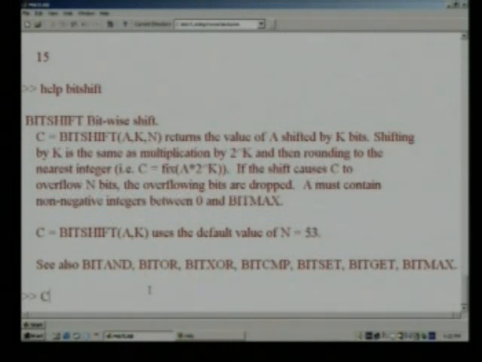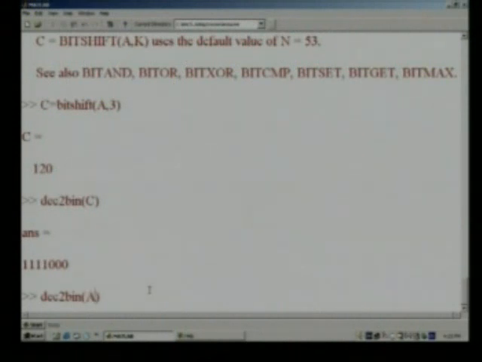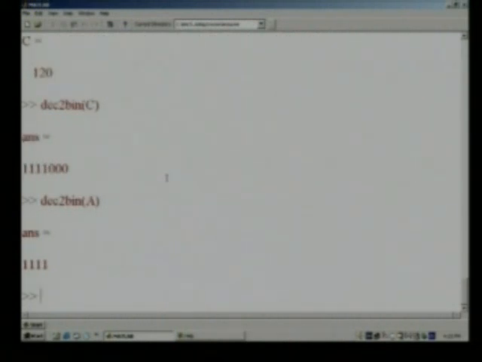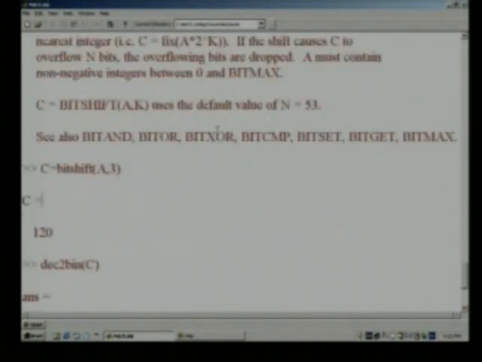So let me shift a. I will write bit shift a. Let us say 3 positions. Right. So you can see dec to bin a, and this is dec to bin c. So shifting is, as you can see, multiplying by 2 to the power k. Shifting is multiplication by 2 to the power k.